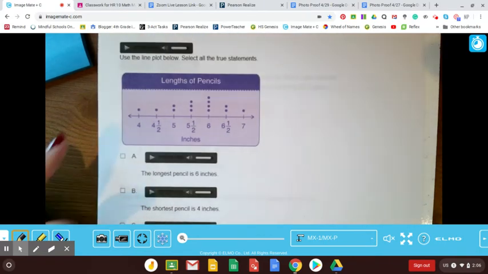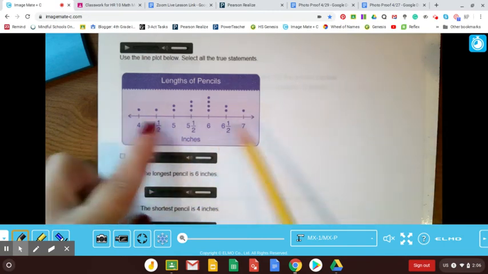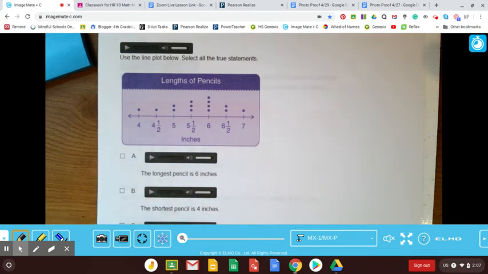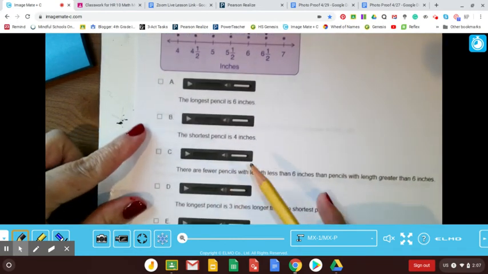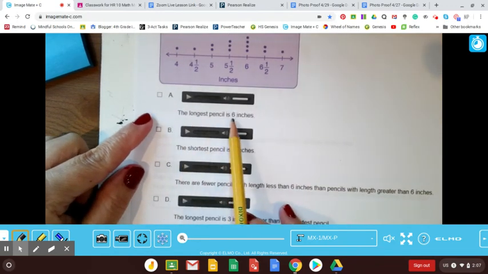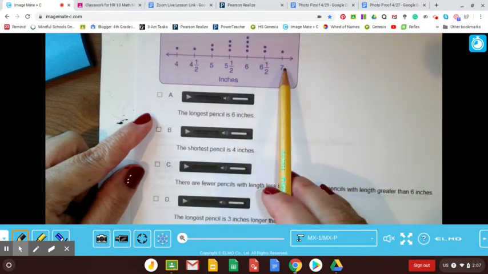Moving on to question 5. Let's take a look. So here you're taking a look at lengths of pencils, right? I guess somebody measured them and they plotted some points. The little dots are representing the pencil itself. So you're just selecting here anything that's true. So like A, the longest pencil is 6 inches. Is the longest one 6? No, because the longest one seems like it's 7.